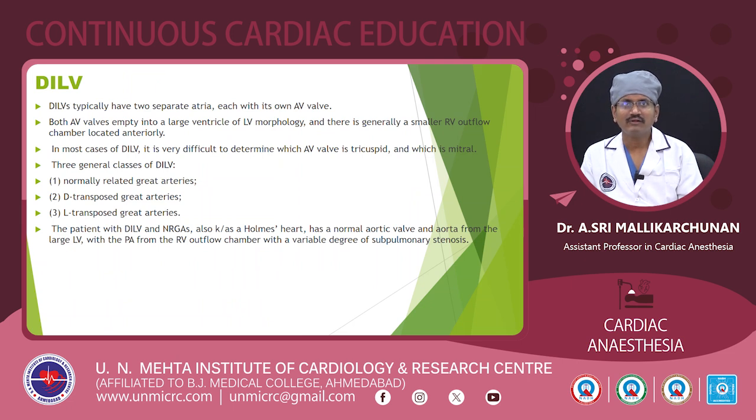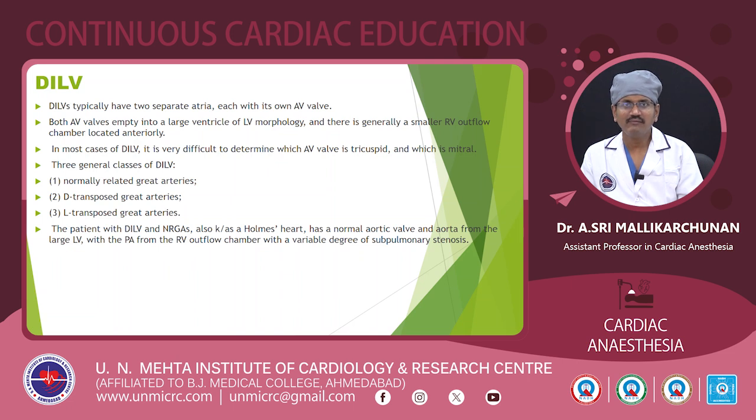Next, coming to the category of double inlet left ventricle. Double inlet left ventricle typically has two separate atria, each with its own AV valve. Both AV valves empty into a large ventricle of LV morphology, and there is generally a smaller RV outflow chamber located anteriorly. In most cases of DILV, it is very difficult to determine which AV valve is tricuspid and which is mitral. So the three general categories of DILV are normally related great arteries, D-TGA and L-TGA.